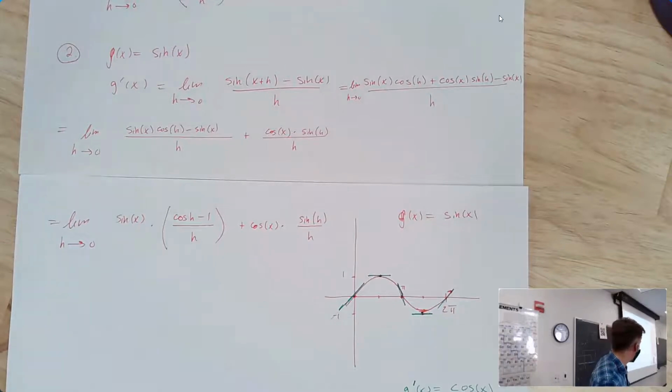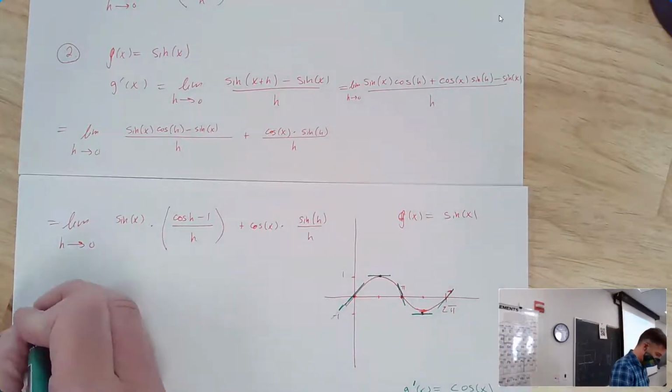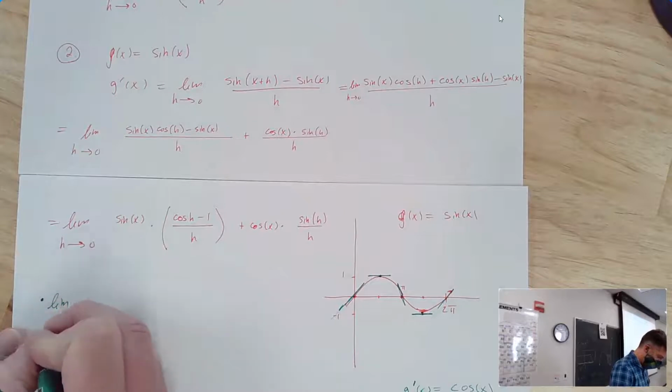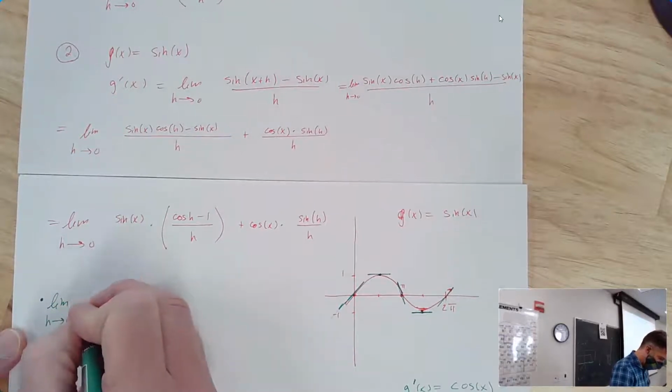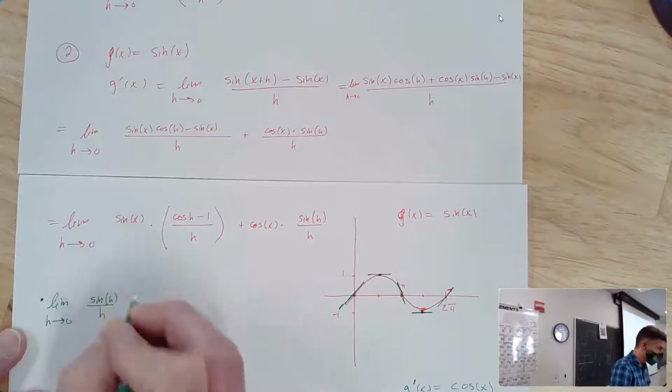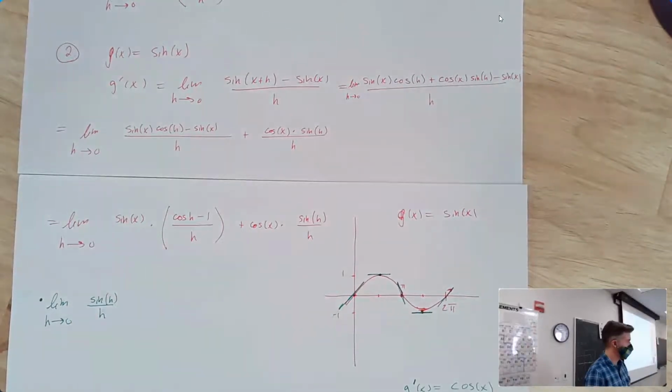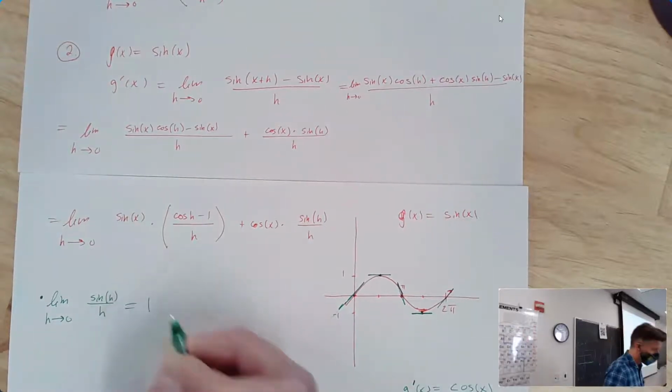All right, let me ask all of you a question. What's the limit as h goes to 0 of sine of h over h? Did we spend time talking about this? It's not infinity. It's not a bad guess though. It is 1. I'm pretty sure we talked about how if you have sine of stuff over the same stuff, and the stuff is going to 0, the limit's 1.